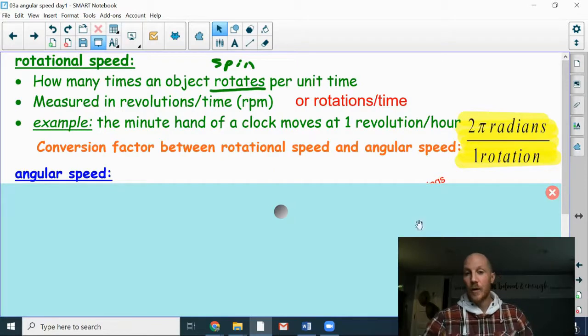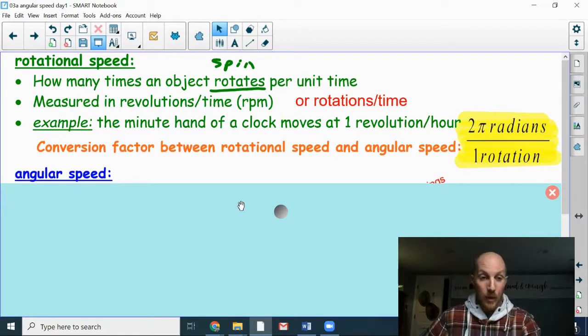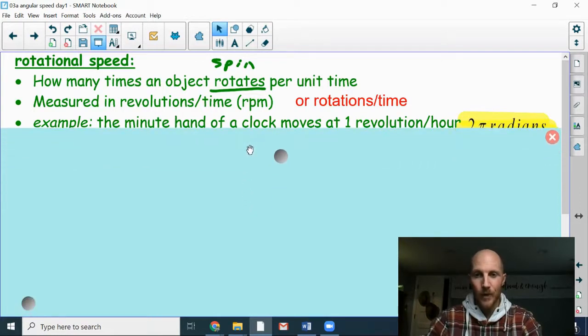So let's find out, first of all, what are these things? Let's start with rotational speed. I've laid the notes out in a particular format. We're going to start with rotational speed, I'll talk about that right now, and then you can see angular speed is up next. That is going to be an important detail when we get to the conversion factor. But since we're not there yet, let's just back up.